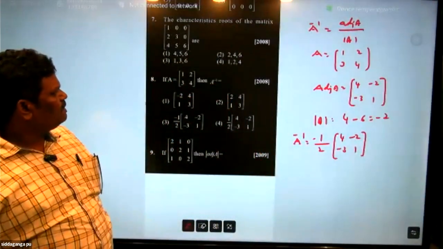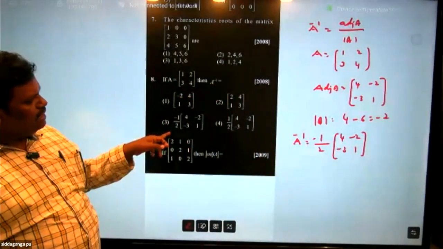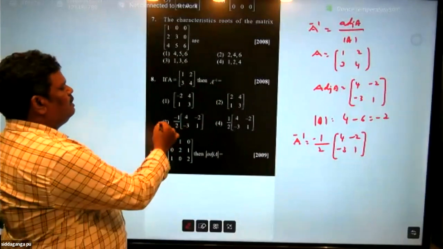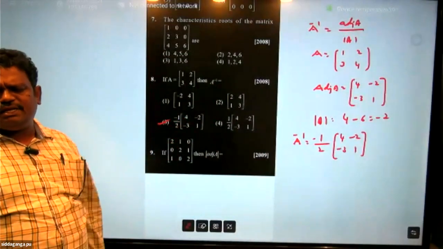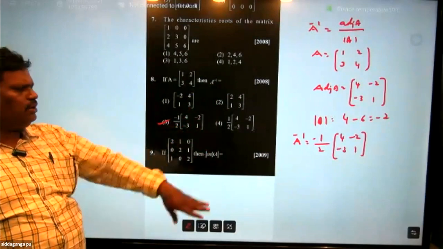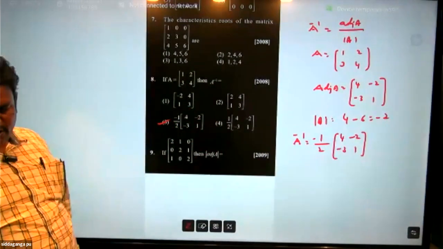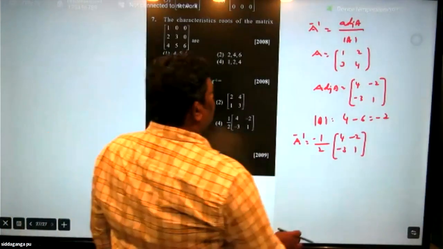So minus 1 by 2 here, and the matrix 4, minus 2, minus 3, 1 there. This is the answer for A inverse of a 2 by 2 matrix. Similarly, 3 by 3 is also the same; previously I solved that question. Next, another question, the ninth one, they have given.